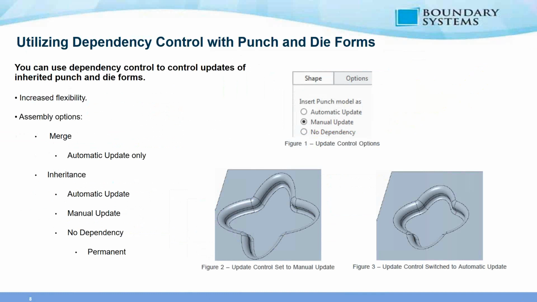Then you have a manual update. With the manual update, you have to actually go back into the form, edit the definition, and do that manually. And then no dependency will allow you to update the actual die, and it will not update the actual form. There's no way to update that after that. So if you make it not dependent, then it is permanent. You can't have it update. You just have to get rid of the feature and reapply it with the die.